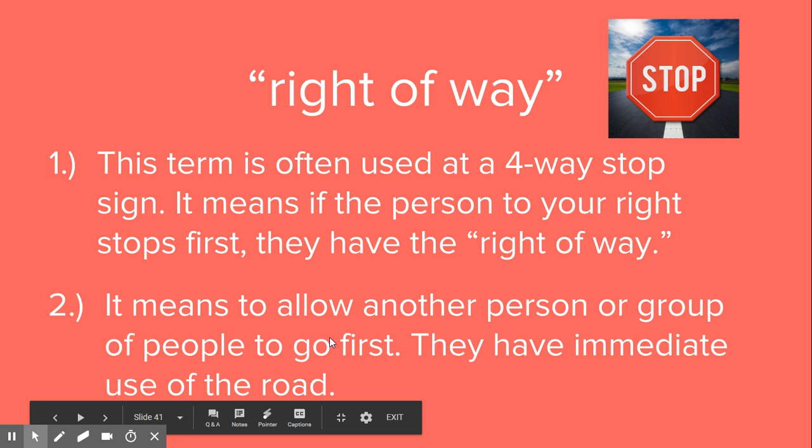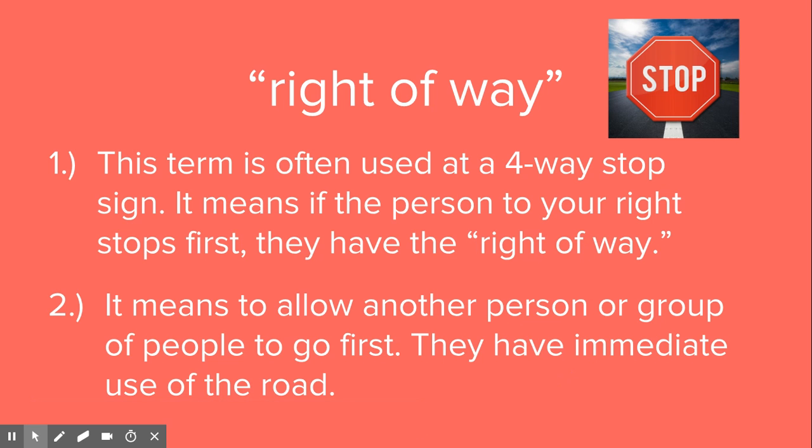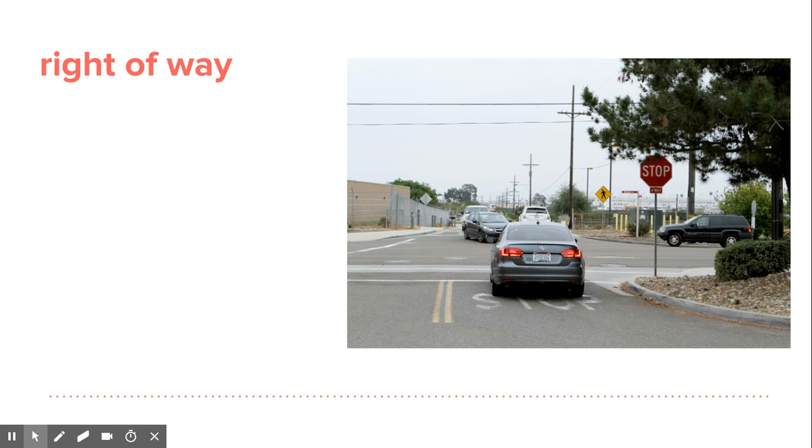And it also means to allow another person or group of people to go first. They have immediate use of the road, so they can use it before you. They go first. That's right of way. Let's look at some examples of a right of way.